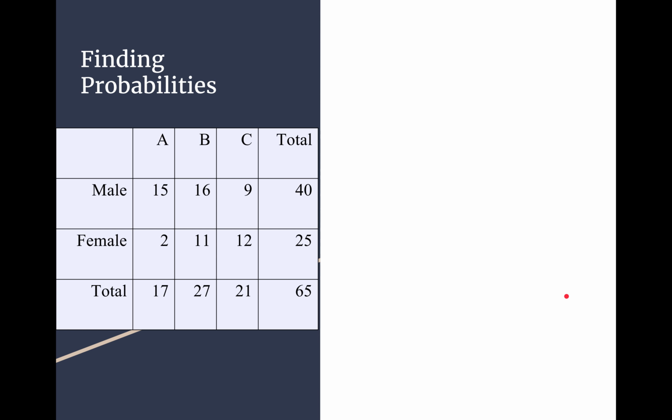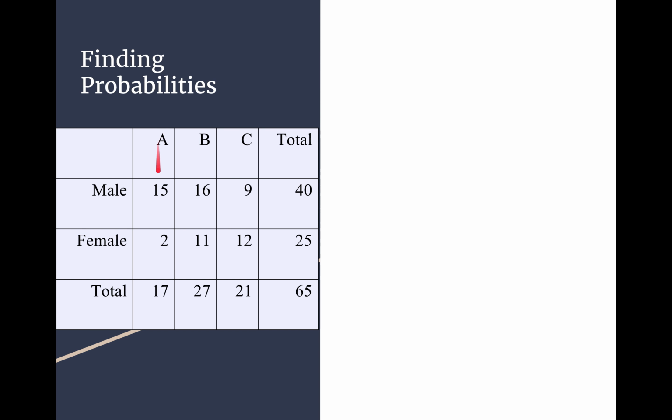It's a different type of chart, but we're looking at finding more probabilities here. And let's just take a look. So we have male and female students, and these are the numbers. You got an A, B, and C. So we look across. We have 15 males got an A, 16 males got a B, 9 males got a C, for a total of 40 males. 2 females got an A, 11 females got a B, 12 females got a C, for a total of 25 females. So the total number of students we have is 65.